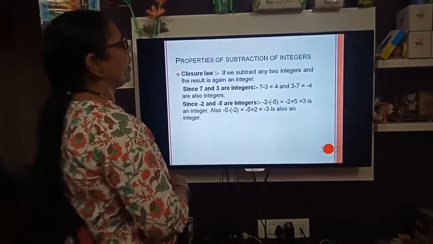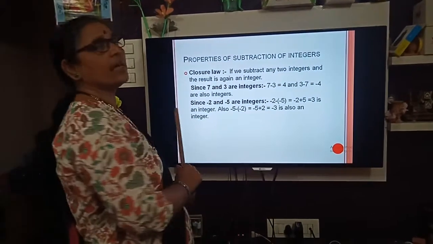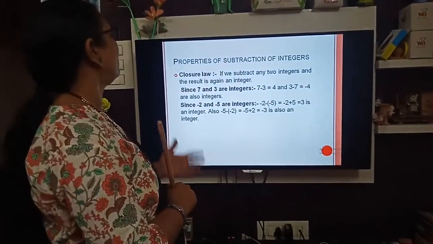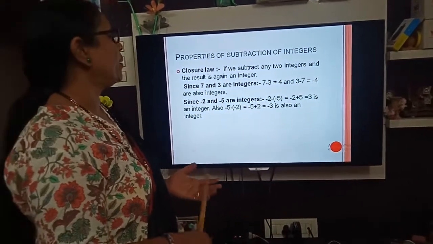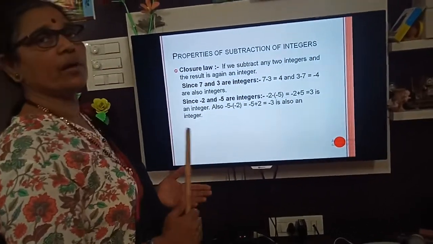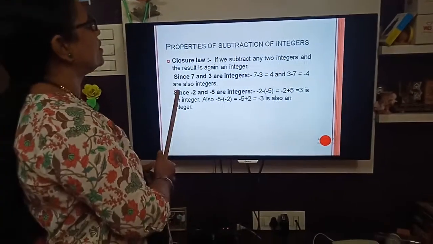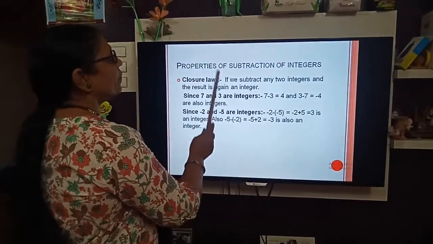Properties of subtraction of integers. Next. See, in all chapters we are learning about properties like the closure property, then the commutative property, then the associative law and so on. Like that, in integer subtraction, we are studying the closure law here.